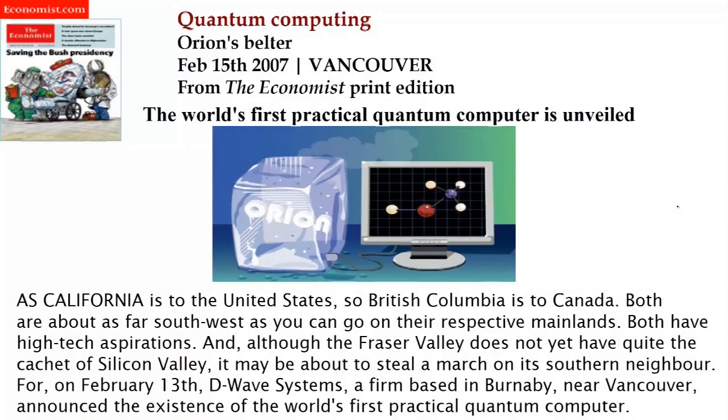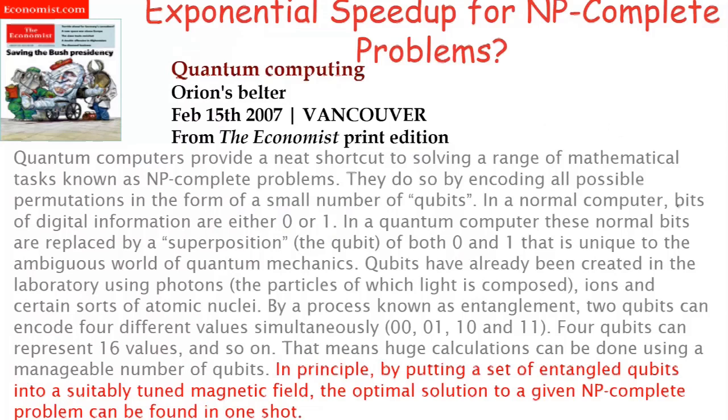Okay, so what can we say about solving this problem faster? About 5 years ago, The Economist printed an article about quantum computation, where it talked about a company called D-Wave Systems in Canada that announced the existence of a quantum computer. And then it went on in the article to say, in principle, by putting a set of entangled qubits into a suitably tuned magnetic field, the optimum solution to a given NP-complete problem can be found in one shot. So not 2 to the n over 2 time, but in one shot.